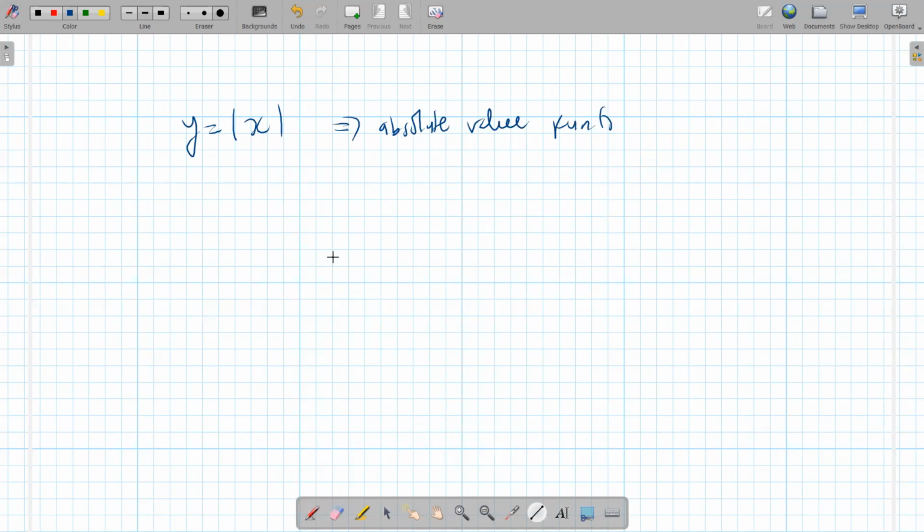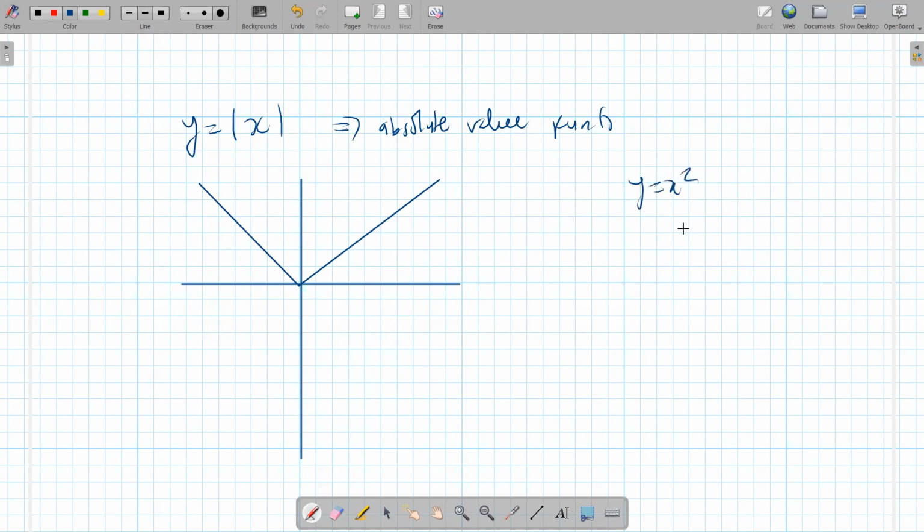Graphically, it looks like this. It looks like a V at the origin. And in terms of properties, it is extremely similar to the quadratic function. This one is like a curve around the origin, right? But this one's like a very sharp turn.